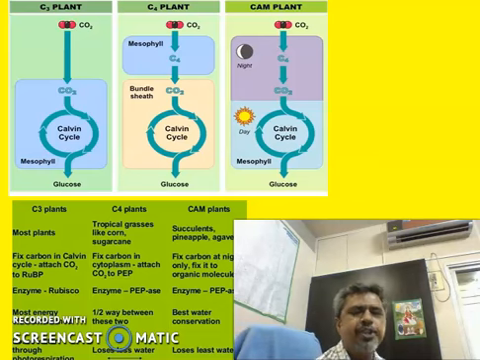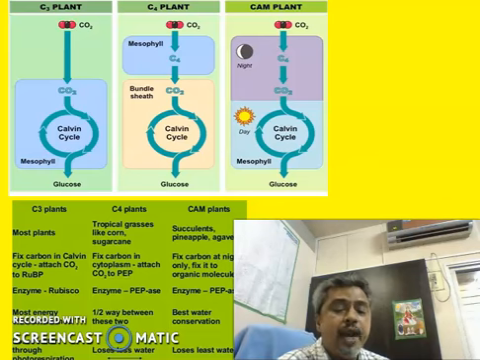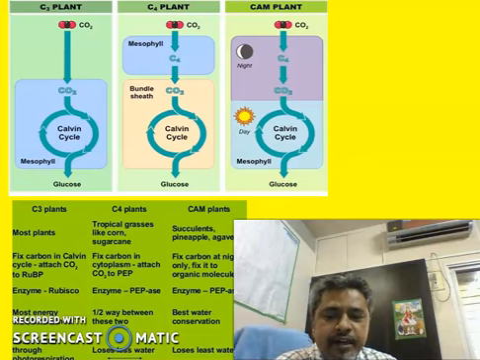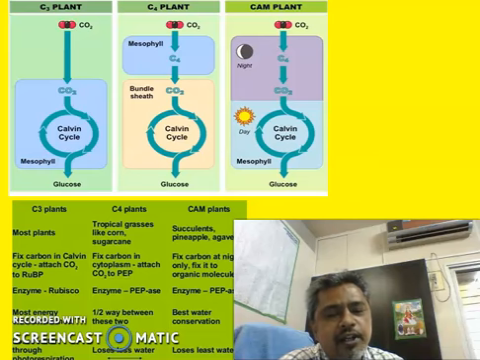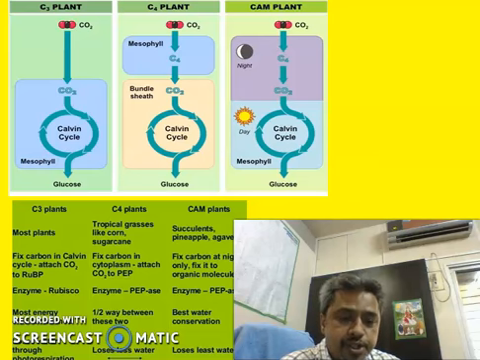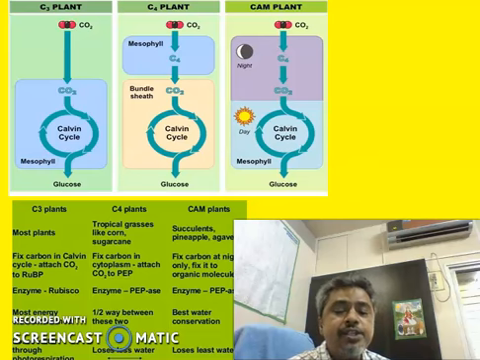Yes, we will continue with the C3, C4 and CAM plants. Here CO2 fixation takes place, as I said previously. Most of the plants are C3 plants. Then C4 plants include most of the tropical grasses like corn and sugarcane. Whereas CAM plants are mostly succulent plants, those having juicy material in between, for example, cactus, pineapple, agave. Now what will happen in CO2 fixation in C3 plants?